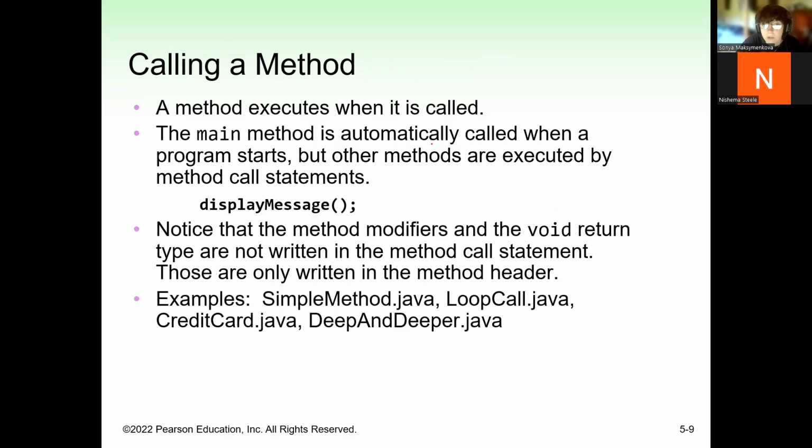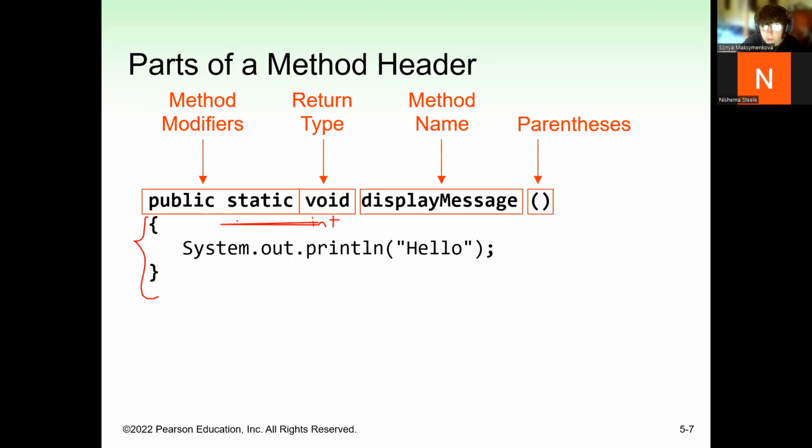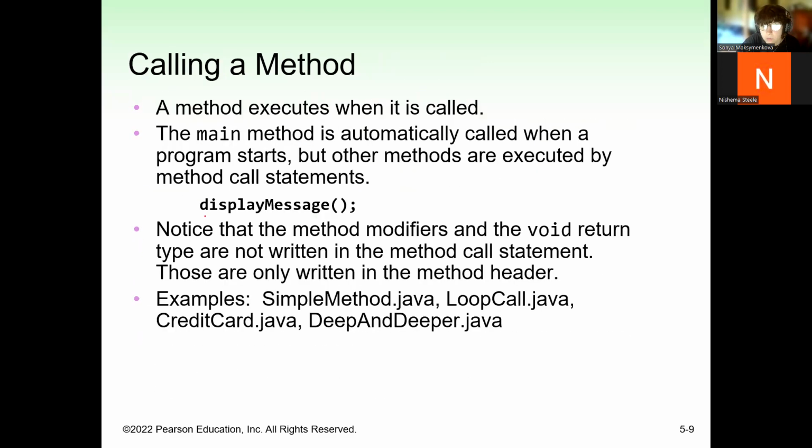Your method will execute only when it is called, so you will have to call it. This is how you would call this method right here. You would just put displayMessage, parentheses, and a semicolon at the end.